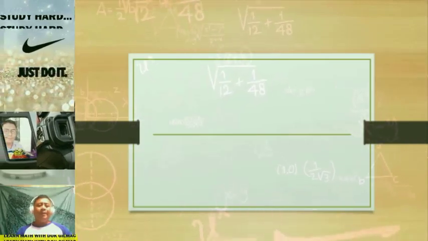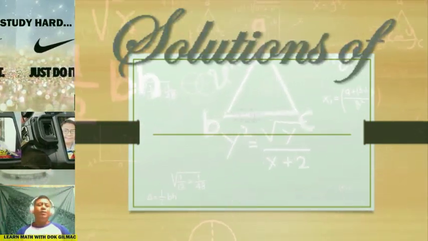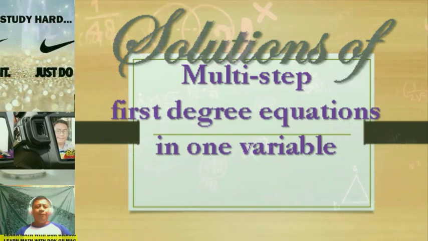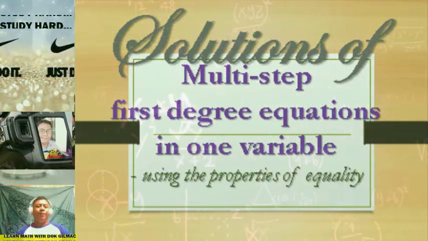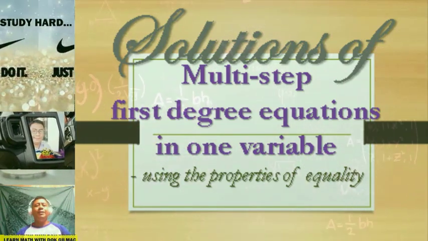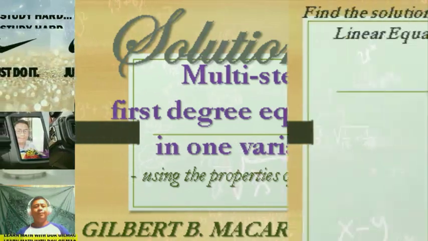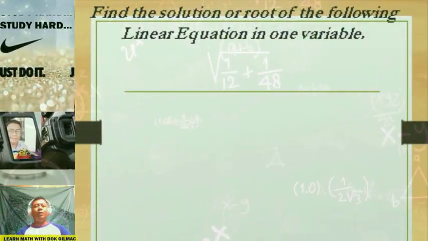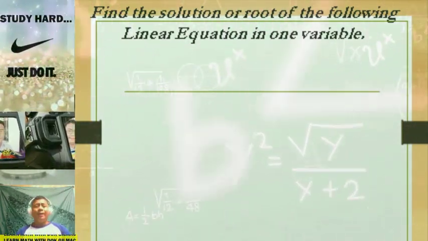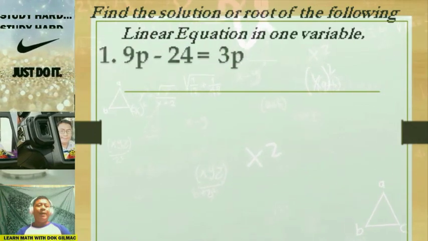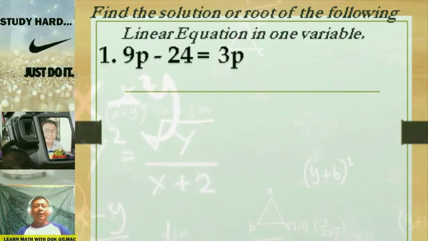The topic I will be discussing for today's lesson is all about solutions of multi-step first-degree equations in one variable using the properties of equality. Find the solution or root of the following linear equation in one variable. Consider number 1. 9p minus 24 is equal to 3p.